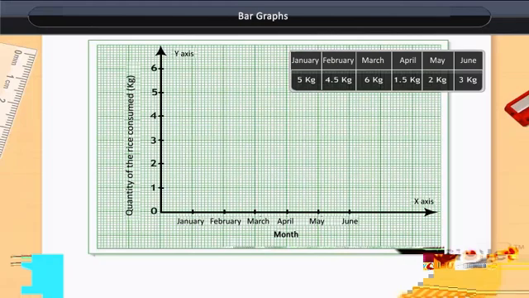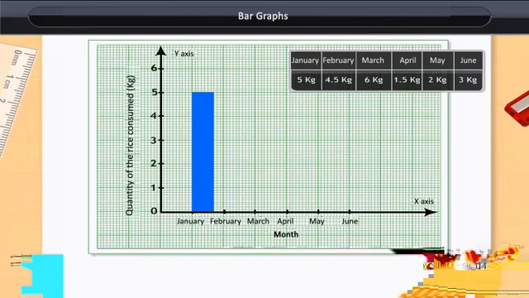Now, on the x-axis, in the January scale mark, let us mark a point at number 5 on the y-axis because the quantity consumed for this month was 5 kgs. Now, let us draw a rectangle, for example, of about 1 centimeter width from the base of January scale mark on the x-axis up to the height of number 5 kg scale mark which we marked on the y-axis.